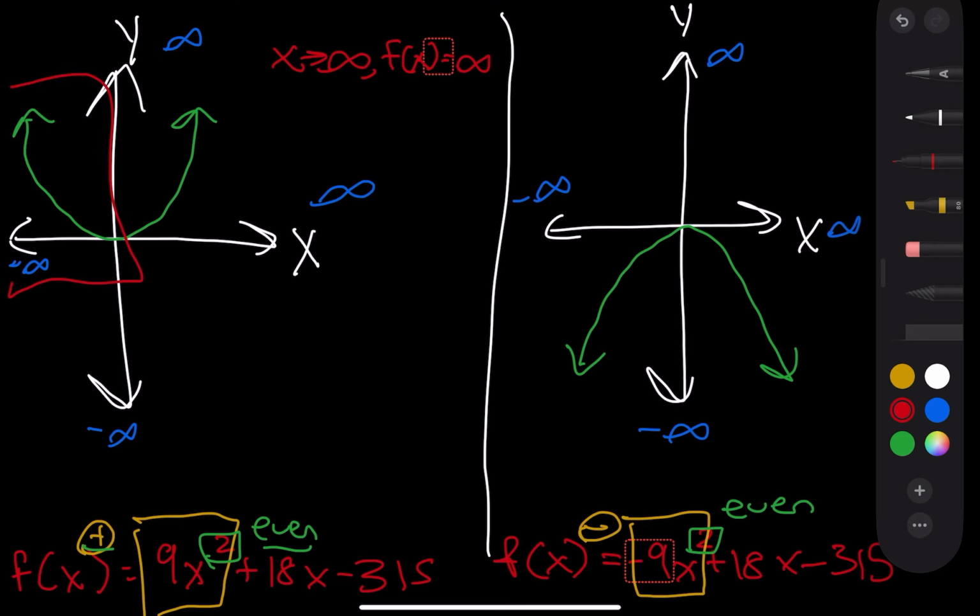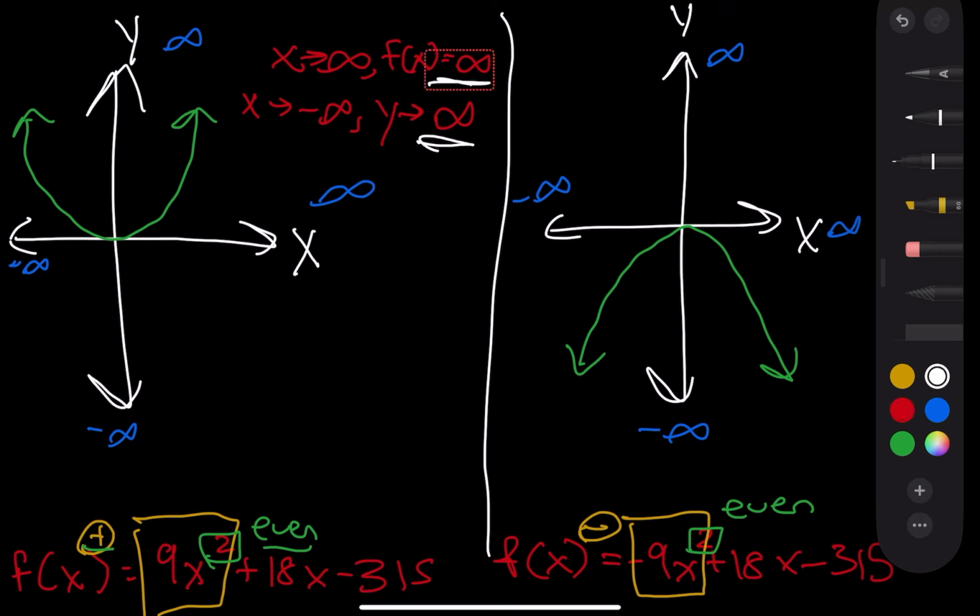But now let's look at this side. As x is approaching negative infinity, y is approaching positive infinity. So our end behavior is that as x approaches negative infinity, y approaches positive infinity. What we see here is that both sides are heading in the same direction. You see how they're both going up because it's a parabola.